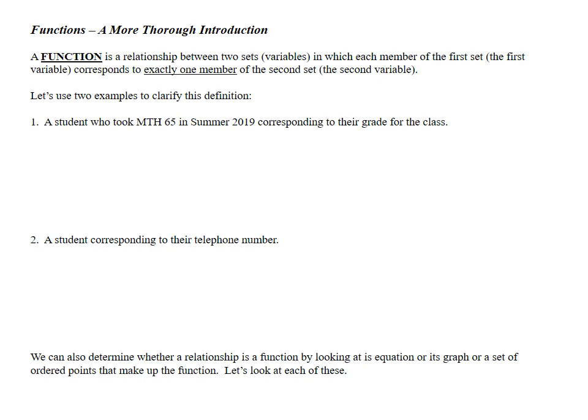We looked at functions briefly earlier in the term. Now we'll look at them more thoroughly. A function is a relationship between two sets or variables in which each member of the first set, or the first variable, corresponds to exactly one member of the second set or second variable. And it's this exactly one member relationship that is important for understanding the definition of a function.